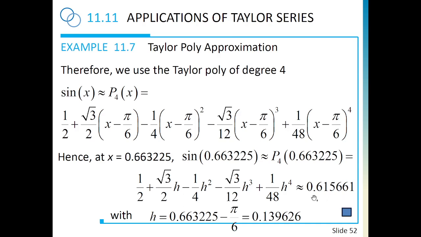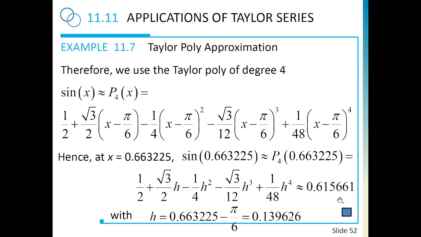So the approximation of sine of 38 degrees is 0.61566. So this we know is good. It satisfies our criteria, which was 5 decimal places. So this one is even a little bit better. It gives 6.